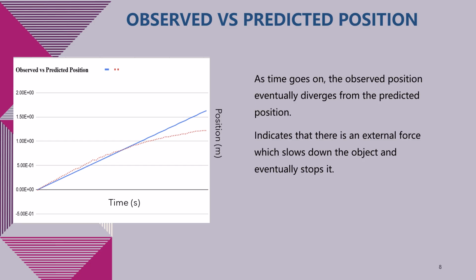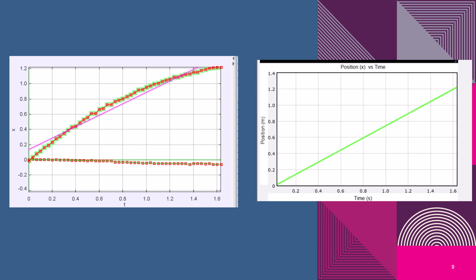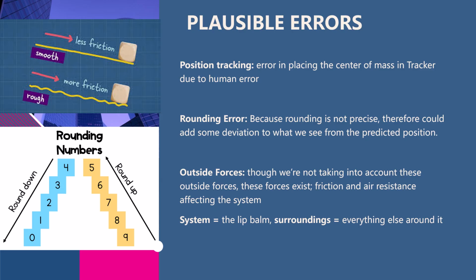And so this is the graph that was generated. The dotted line is the observed position and the straight line is the predicted position. So what we see from here is that as time goes on, the observed position eventually diverges from the predicted position, which indicates that there was an external force that slowed down the object and eventually stopped it, and this could be friction or air resistance. And so this is what it looked like in Tracker.